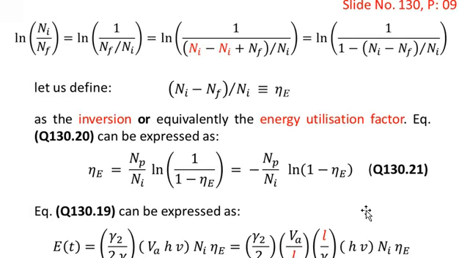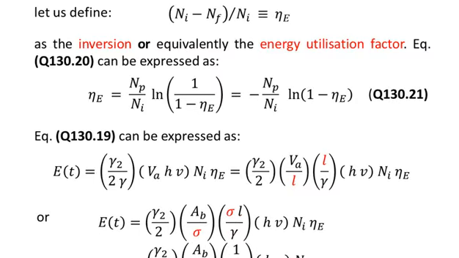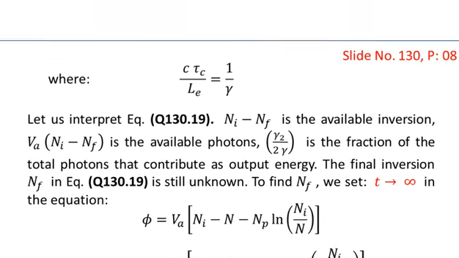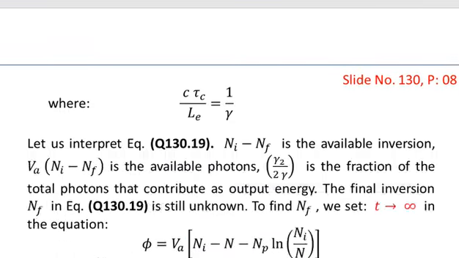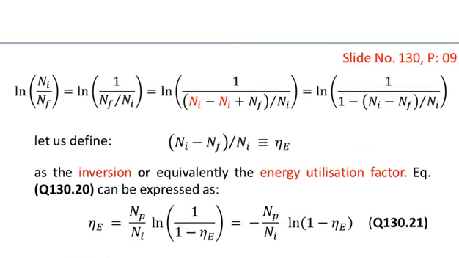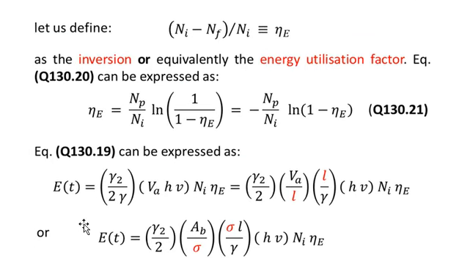So you see that now you can introduce the value of this eta E in equation number 19. So this is equation number 19 over here. So you see that you can introduce eta E. If you divide Ni minus Nf by Ni and also multiply this equation by Ni, so dividing and multiplying the right hand side of this equation by Ni and introducing the value of eta E, you get this expression of the energy. That is, the pulse energy as a function of time is equal to this expression.